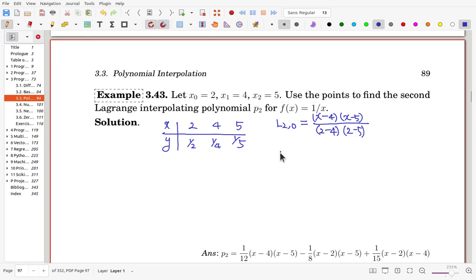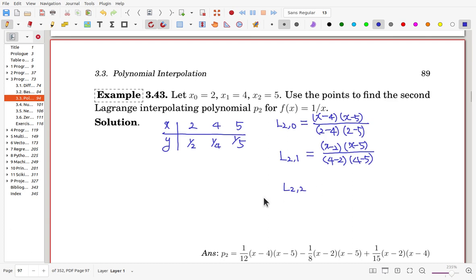And L21, you can get this cardinal function quite similarly. Now x minus x0, which is x minus 2, and x minus x1 must be jumped, and x minus x2, x minus 5. And copy these factors to the bottom and replace x with x1, which is 4. So that there is 4 minus 2 and 4 minus 5. And the same way, exactly the same way, you can get L22. You can finish it yourself.